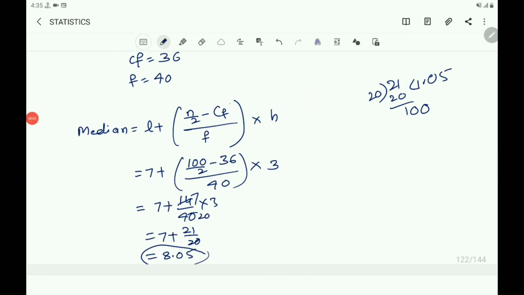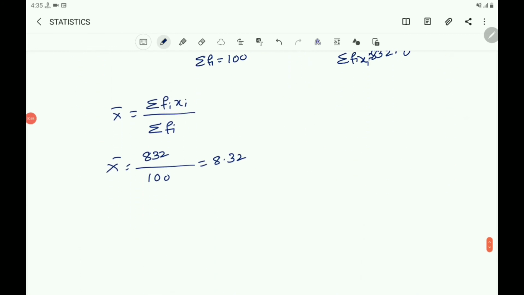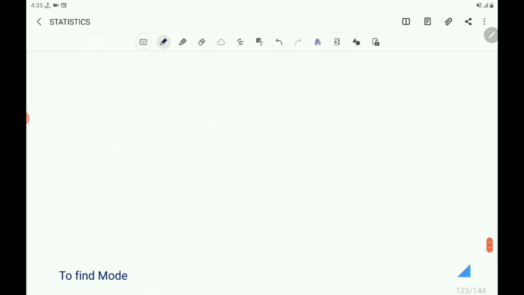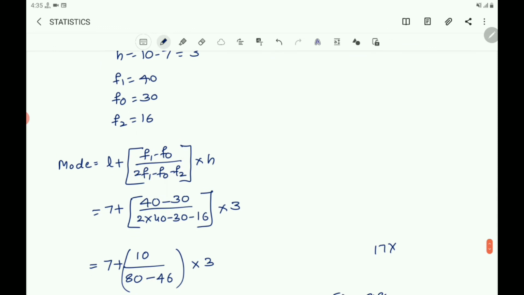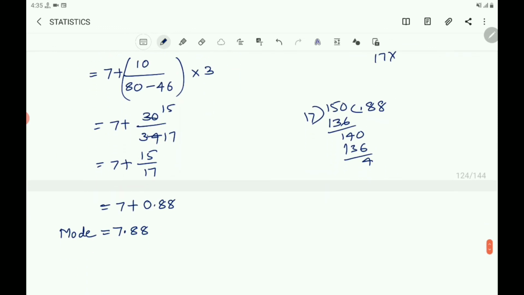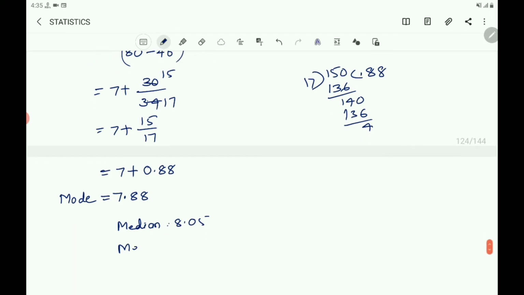You got median is 8.05 and mean is 8.32 and mode is 7.88. So what is median? Median is 8.05. Mean is 8.32. Then mode is 7.88.